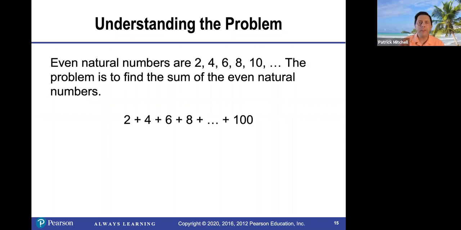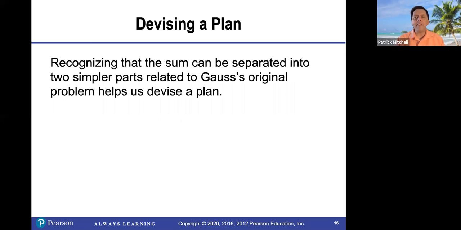Notice that the formula that we just developed won't work in this problem because that's only for the first n natural numbers. So it wouldn't work for just even numbers or just odd numbers. It has to be consecutive natural numbers. However, there's at least one way that you can make that formula work. This was not the first way that I thought of. So recognizing that the sum can be separated into two simpler parts relates to Gauss's original problem.